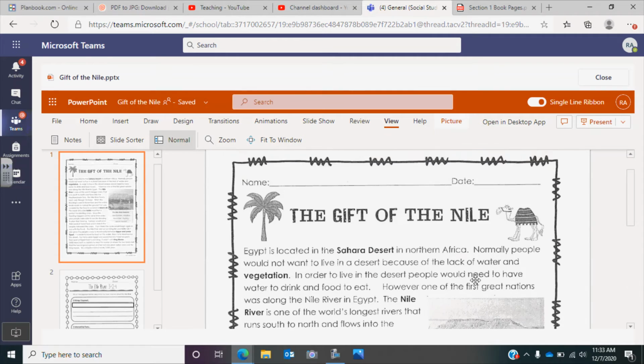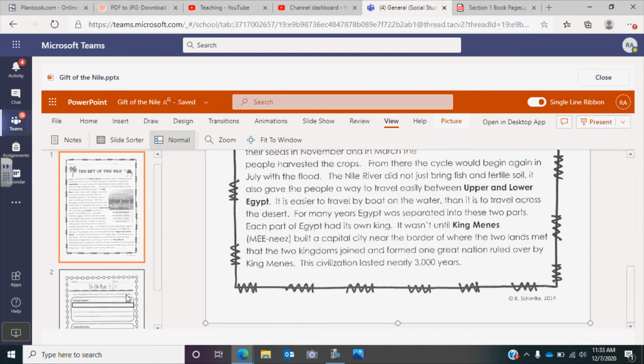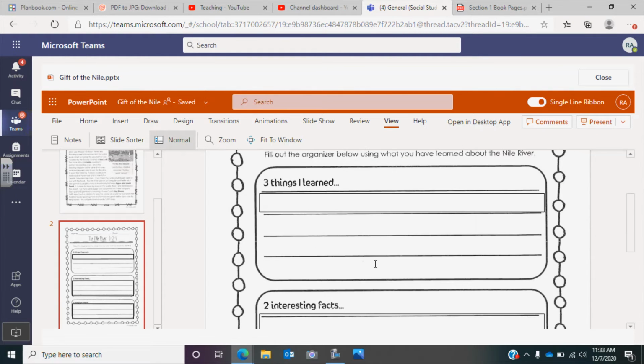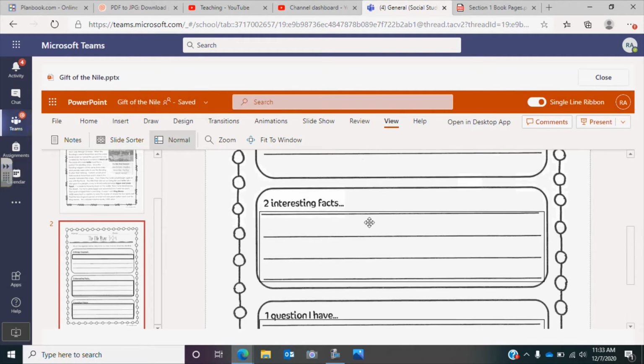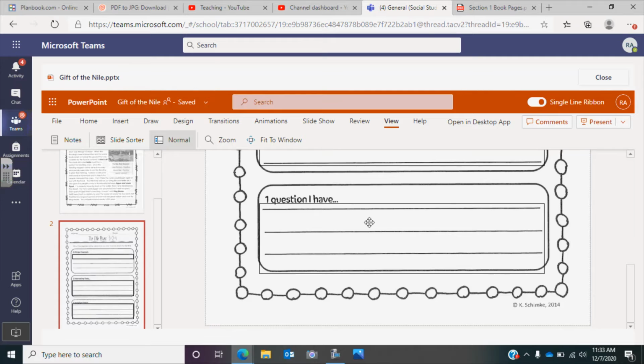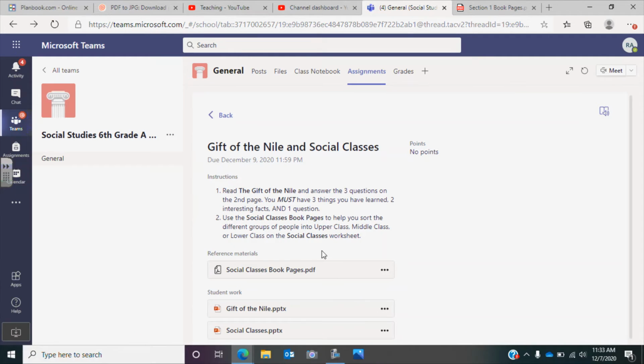So now using what I just read, you're going to go to that second page, fill out 3 things you learned or 3 facts, 2 interesting facts, and 1 question. When you get those filled in, then you'll click close and we'll move on to the second one.